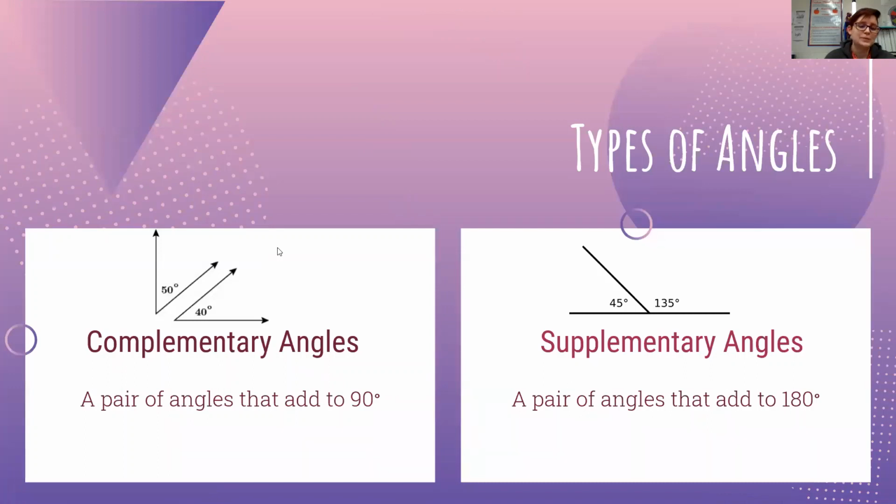So there are two types of angles we're looking at. Complementary, and this is a pair of angles that add to 90 degrees, and supplementary, a pair of angles that add to 180 degrees. Now, the important thing I want to point out is that these are a pair, two angles. If you have more than two or less than two, they're not complementary or supplementary, okay?